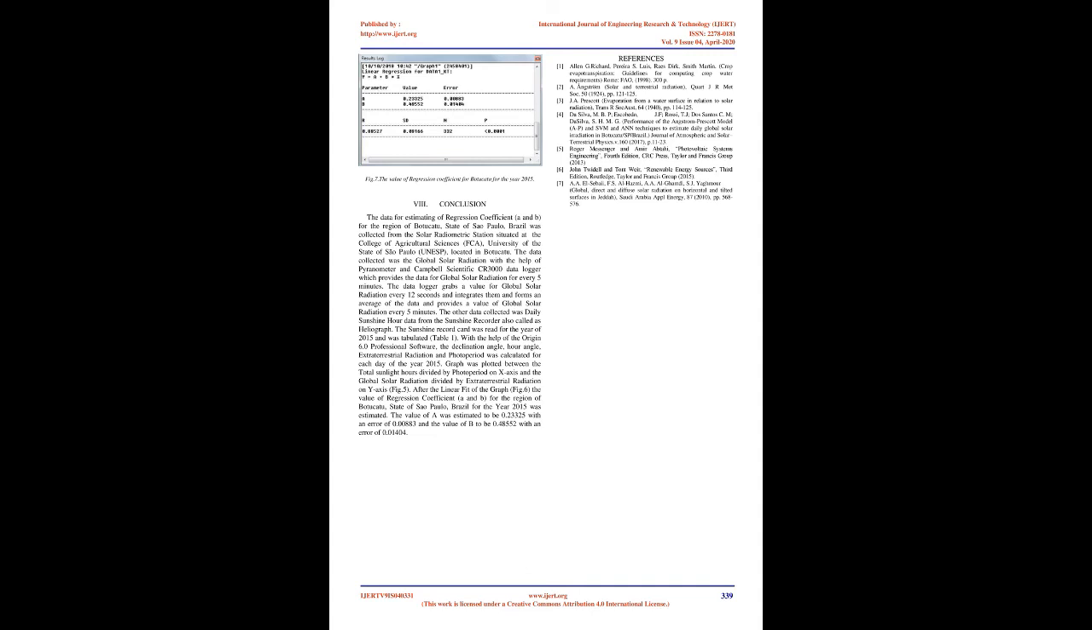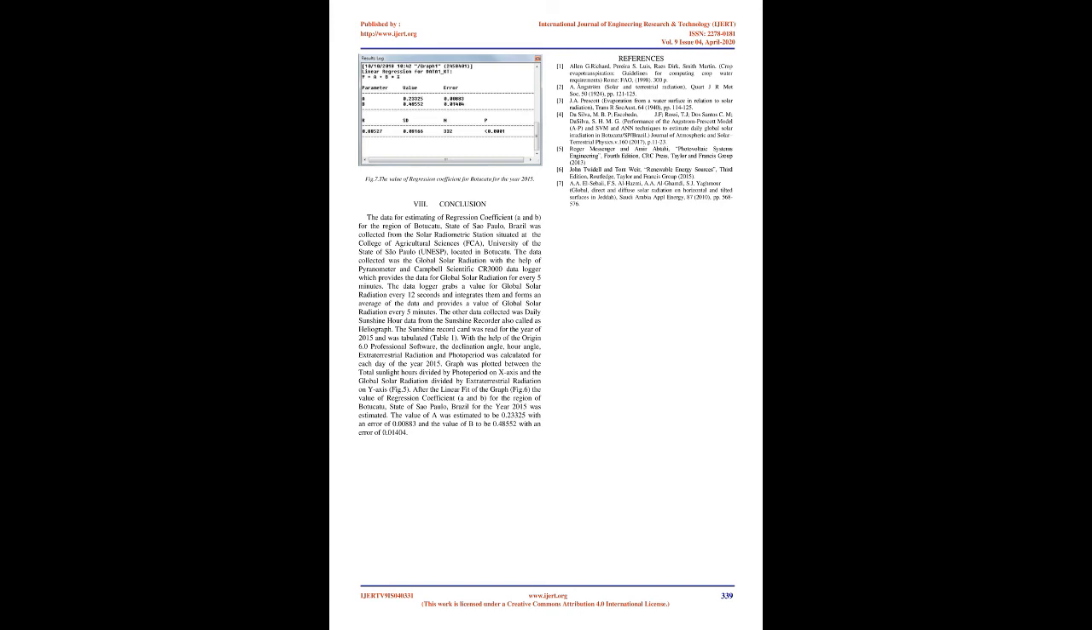The value of A was estimated to be 0.23325 with an error of 0.00883 and the value of B to be 0.48552 with an error of 0.01404. Table 2. Data fetched for calculating regression coefficient. 7. Results and discussions. The graph is plotted between the total sunlight hours divided by photoperiod on the x-axis and the global solar radiation divided by extraterrestrial radiation on the y-axis. Fig. 7. The value of regression coefficient for Botucatu for the year 2015.